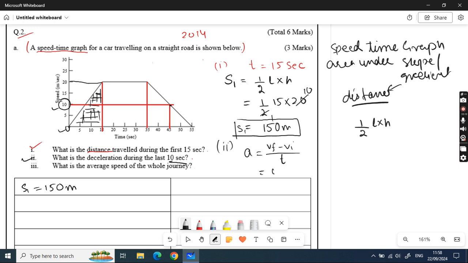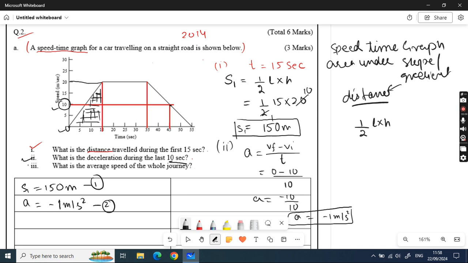So we write it here: Vf 0 minus Vi 10, divided by the last 10 seconds. So 0 minus 10 is minus 10, divided by 10. Minus 10 divided by 10 means a is equal to minus 1 meter per second squared. This is the acceleration of the last 10 seconds. The minus sign shows it is a deceleration. This is the answer of the second part, right?